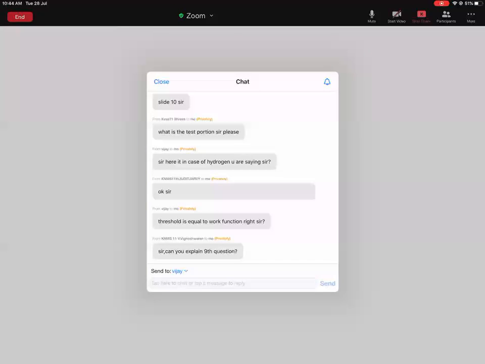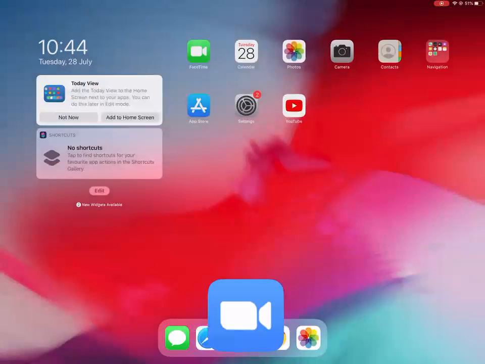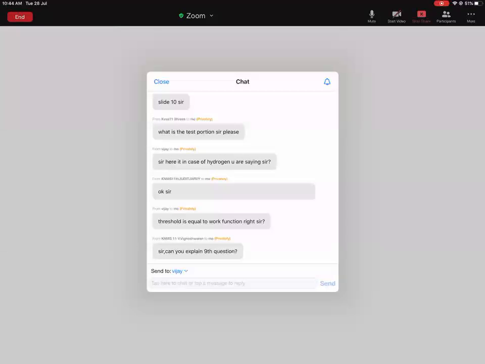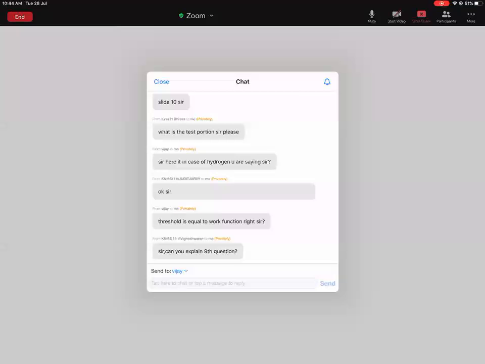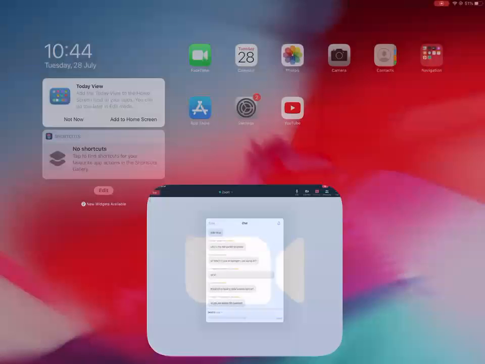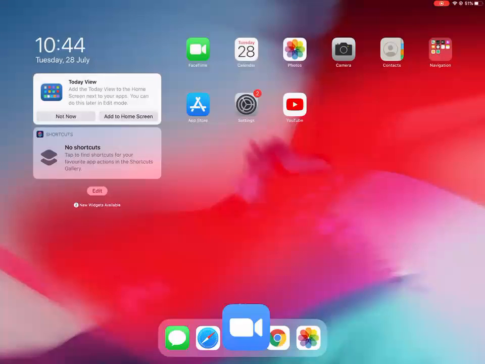Ninth question. I have given you threshold is equal to work function. Yes, hydrogen only. If nothing is mentioned, it is hydrogen. But in the question, it was mentioned that it is hydrogen.